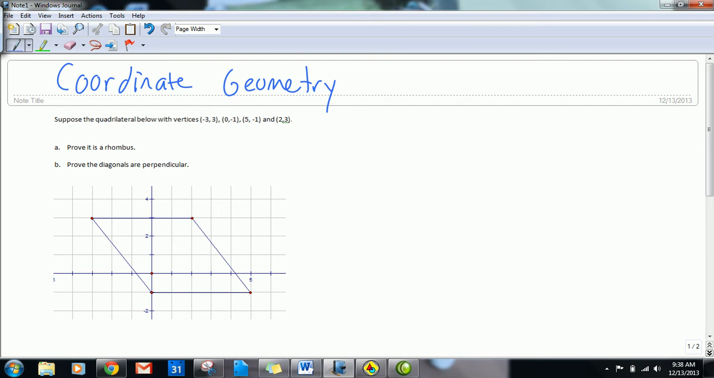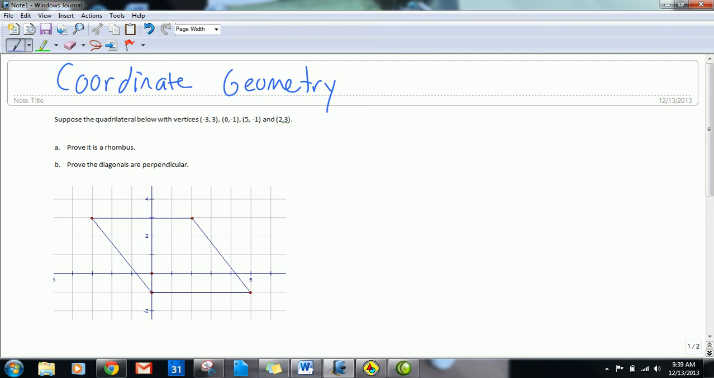All right, kiddos, let me give you a quick recap of how we can plot these quadrilaterals using the same distance and slope formulas we have used in the past to make some sense of these things. So let's talk a little bit about coordinate geometry. Here's a problem we can consider.